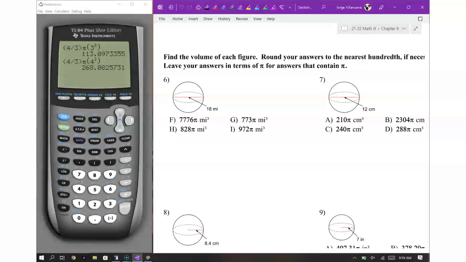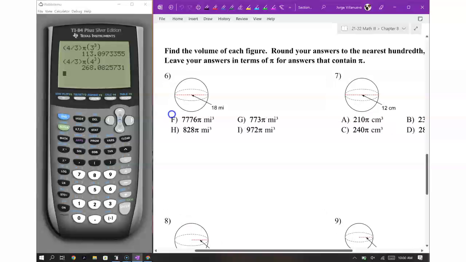In other words, I'm not going to put pi into my calculation when I'm doing this problem. Okay? I'm just going to do 4/3 r cubed. And the pi I'll put in later. But just 4/3 r cubed. And then I'll see what answer I get. So let's do one with the diameter first here. Let's do this one right here.